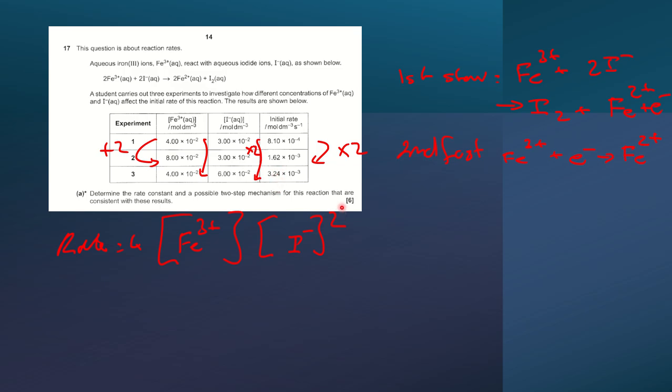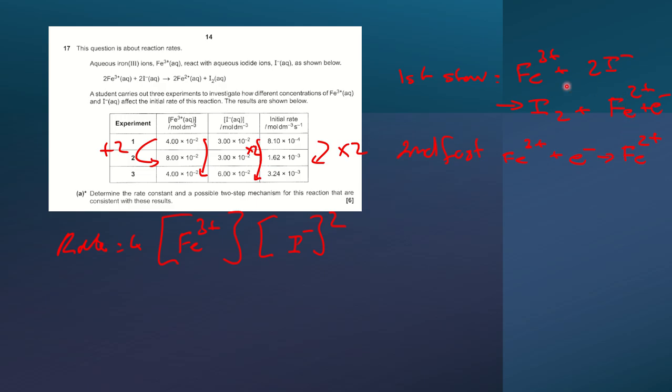Okay, so therefore I had to now suggest a two-step mechanism. It doesn't tell me which step is fast or slow, so I've just decided the first step is the slow step. I have to have one iron 3 and two iodides in it, so there we go, one iron 3 and two iodides. I can make here now my iodine because I've got iodine to be made, and I can make an iron 2 here as well.